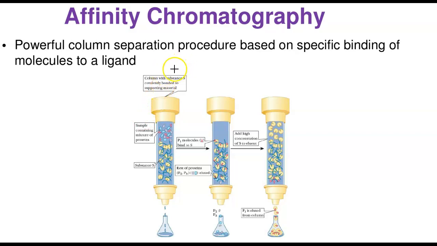So this column with a substance S, look at the substance S, is covalently bonded to the supporting material here. The sample containing a mixture of proteins is poured in. You see them, containing a mixture of proteins.